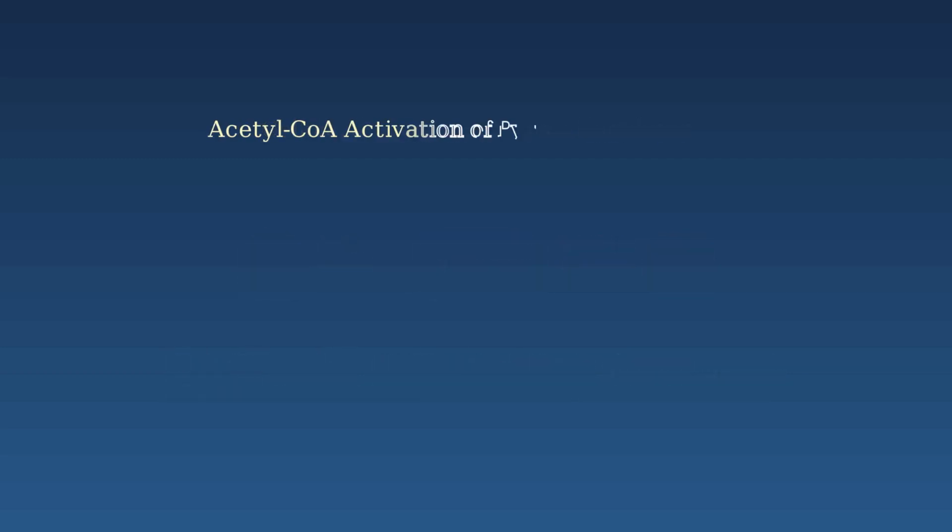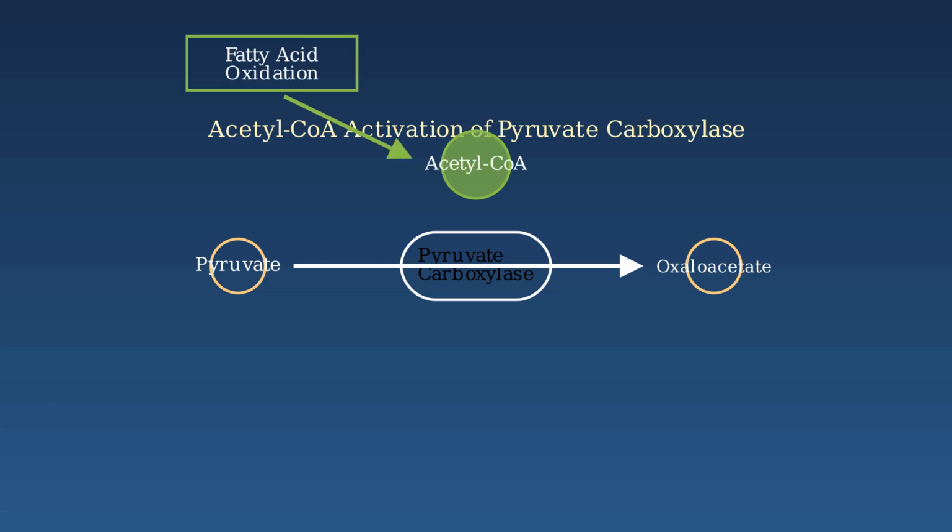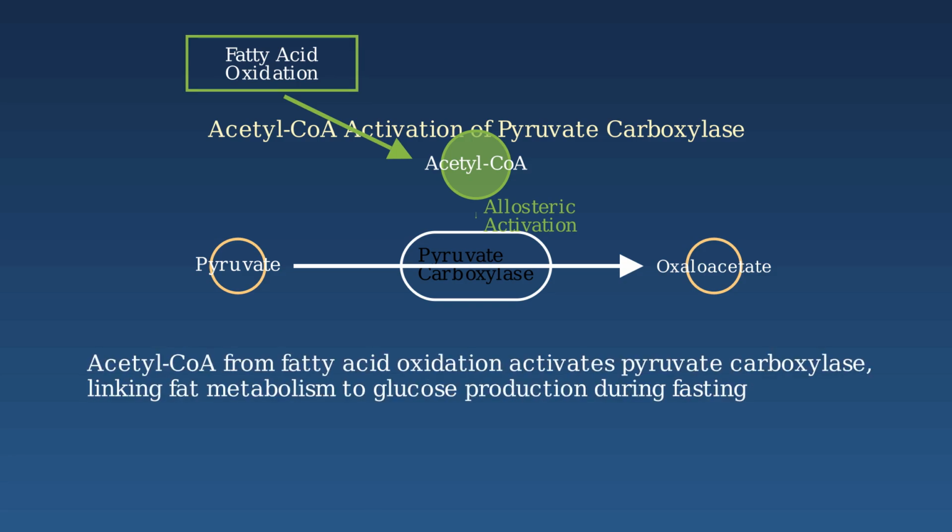A critical allosteric regulator is acetyl-CoA, which activates the first committed enzyme of gluconeogenesis, pyruvate carboxylase. Acetyl-CoA is produced in abundance during fatty acid oxidation, particularly during fasting or low carbohydrate states. This creates an elegant feedback mechanism. When fats are being broken down for energy, acetyl-CoA accumulates and allosterically activates pyruvate carboxylase. This links fat metabolism directly to glucose production, ensuring the body can generate glucose during prolonged fasting.